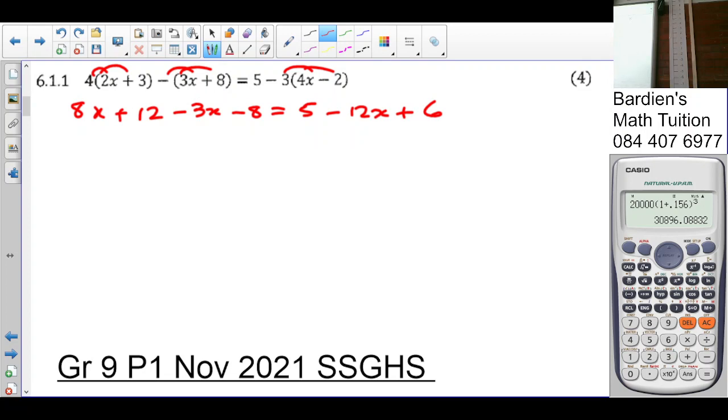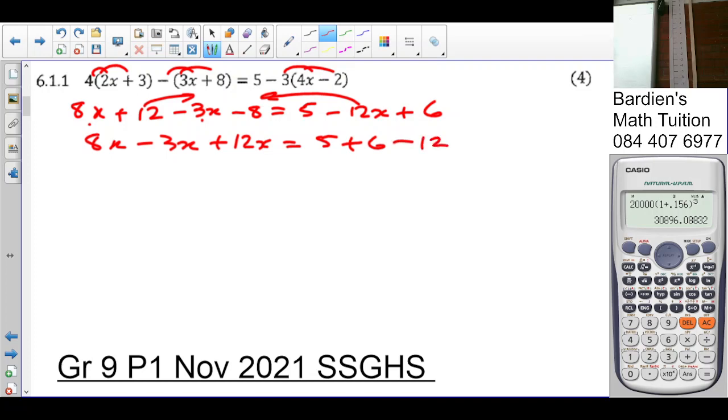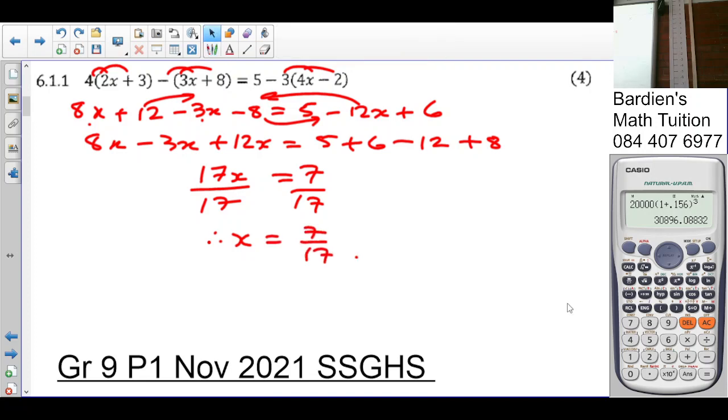x's on one side, numbers on the other side. So it's 8x minus 3x. So that's staying here, so you don't change the sign. Plus 12x equals 5 plus 6 minus 12 plus 8. So it's 5 plus 12 is 17. Correct? 7. How do I get x on its own? So therefore x is equal to 7 over 17. Okay?